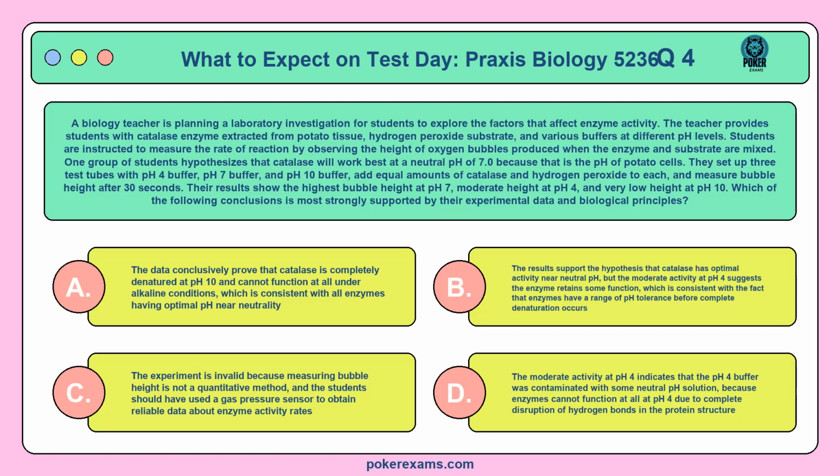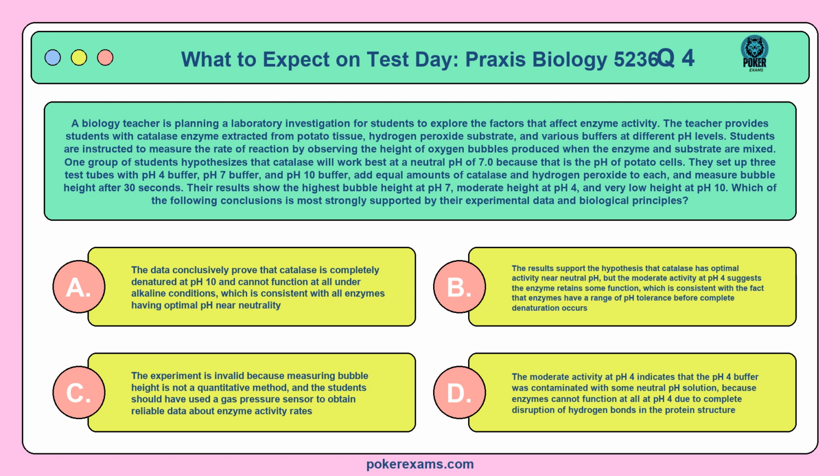Question 4. A biology teacher is planning a laboratory investigation for students to explore the factors that affect enzyme activity. The teacher provides students with catalase enzyme extracted from potato tissue, hydrogen peroxide substrate, and various buffers at different pH levels. Students are instructed to measure the rate of reaction by observing the height of oxygen bubbles produced when the enzyme and substrate are mixed.